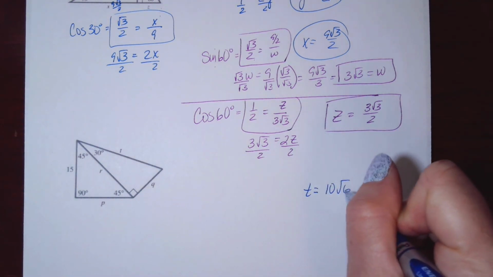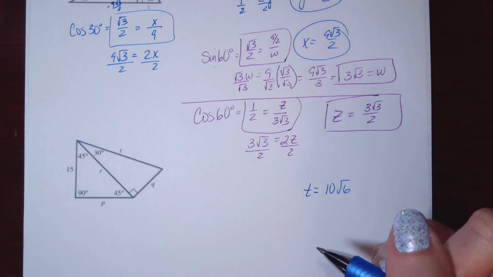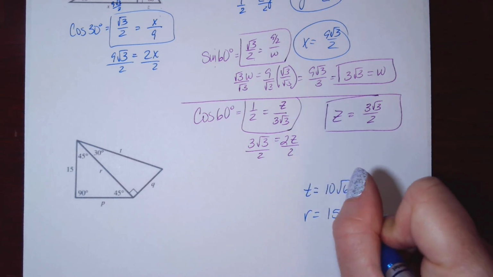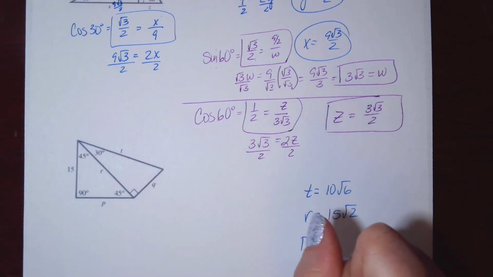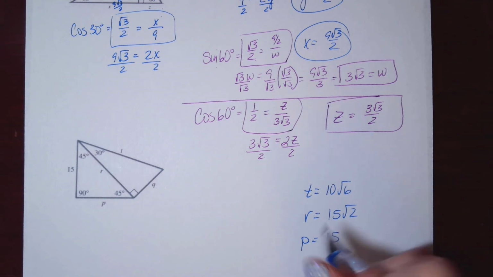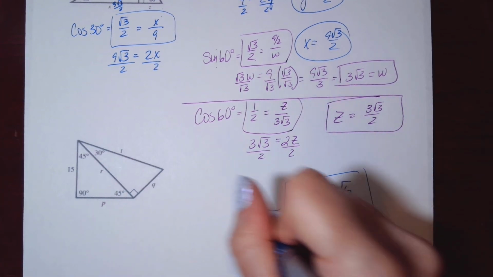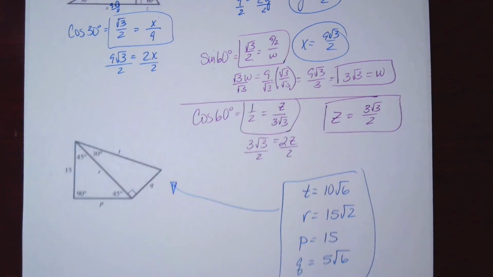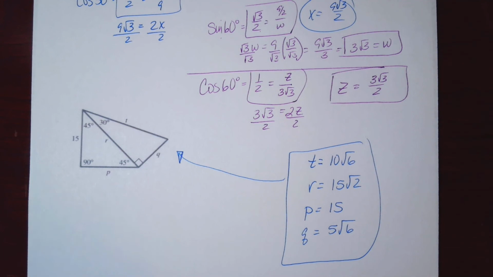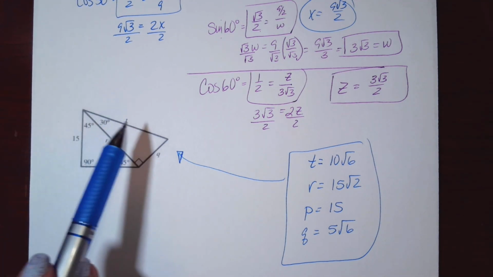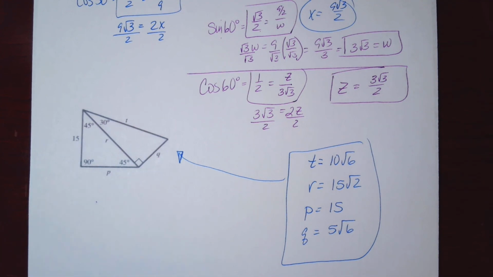T is 10 square roots of 6. R is 15 square roots of 2. P is 15. And Q comes out to be 5 square roots of 6. So those are the values that you should come out with on that triangle. I encourage you to go back and review what we did up here and then work through this one to make sure that you can find those 4 missing side lengths.